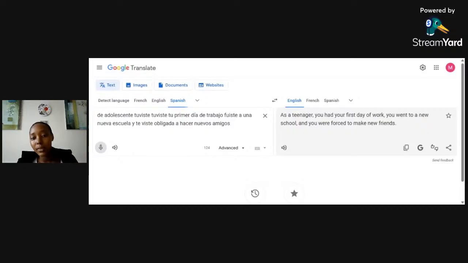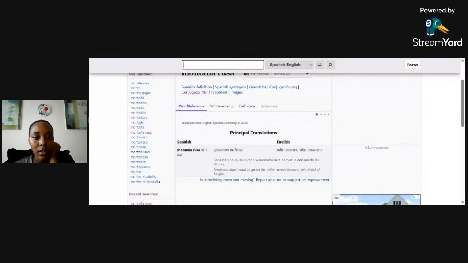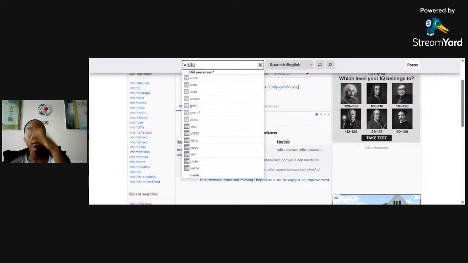And that's where Google Translate comes in, because what did they say? So de adolescente, it says, as a teenager, you had your first day of work, you went to a new school, and you were forced to make new friends. See, this is interesting because te viste, I have never seen used like this. And so when I see something that's muy interesante, I will take the verb and put it into WordReference, because chances are that verb has so many other meanings that I don't know.